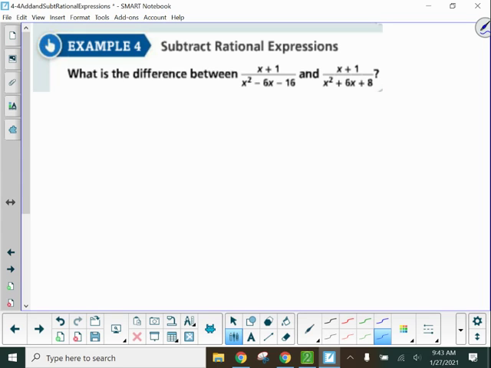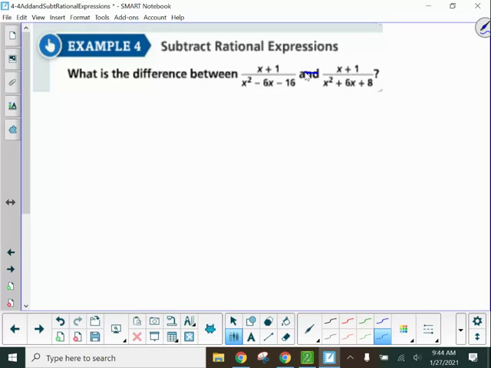Part 2 video for 4-4, adding and subtracting rational expressions. We're going to pick up with example 4. We've looked at addition already. Now we're going to look at subtraction because it says here, what is the difference between these two rationals? So I have a subtraction in the middle.